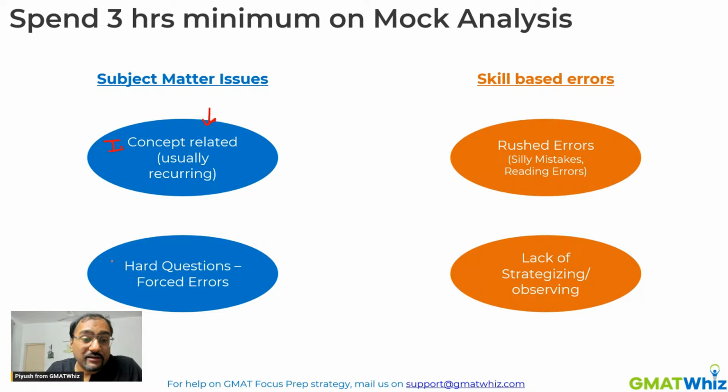The second reason could be hard questions. You got the question wrong because it was actually a hard question. It was a forced error. I call this a forced error because the GMAT has forced you to make this error because it's a hard question.